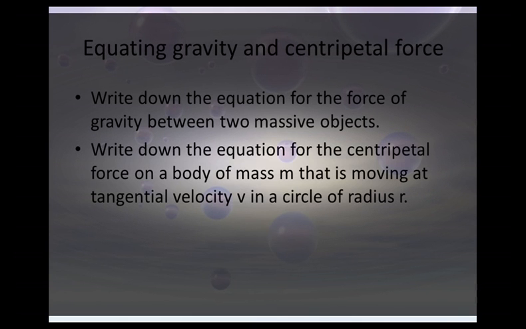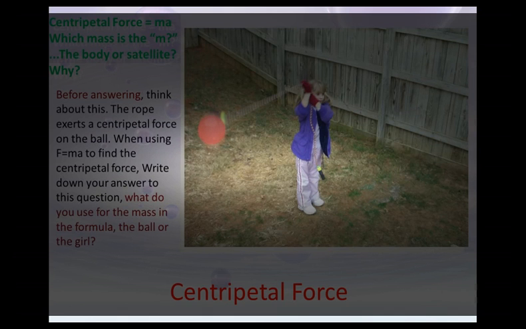If you write down the equation for the force of gravity between two massive objects, that's Newton's law of universal gravitation. And the equation for the centripetal force on a body of mass m, moving at tangential velocity v and radius r, well, which m? Well, that's going to be the mass of the object that's actually moving, not the mass of the central object. So we're going to pretend for now that our sun is not moving. Like when this girl is swinging the ball around, to figure out the centripetal force, you don't use the mass of the girl, you use the mass of the ball.